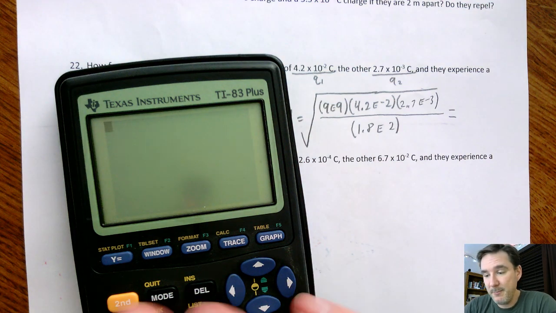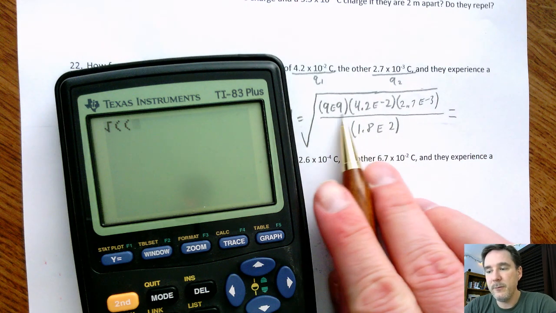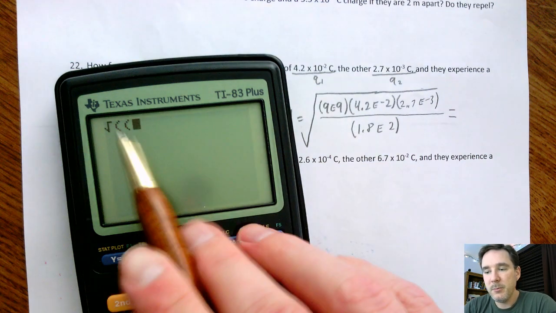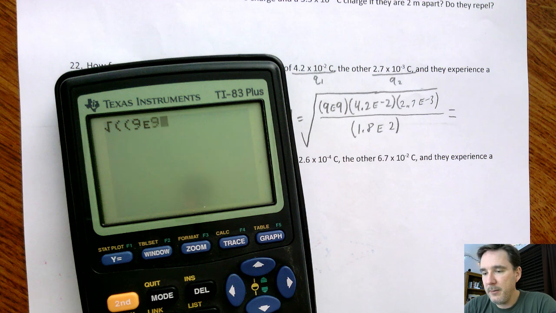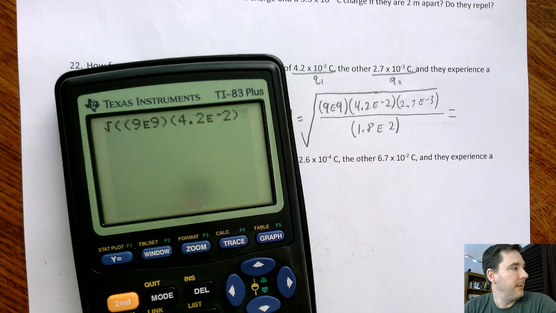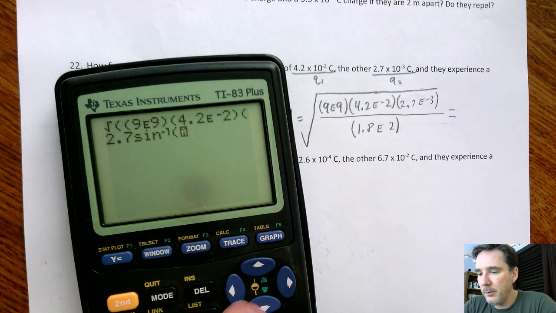Then again, doing it this way might increase the chance of you making a mistake because I need to put an extra parenthesis there because I want to take the square root of the whole thing. I don't want to just take the square root of this first 9E9, okay? So double your parentheses here if you're going to do it all at once because I want 9 times 10 to the 9th. And multiply that by 4.2 times 10 to the negative 2. See how we're multiplying it, but all that is included in that first parenthesis. And so multiply that by 4.2 times 2.7. No, I hit the wrong button there.